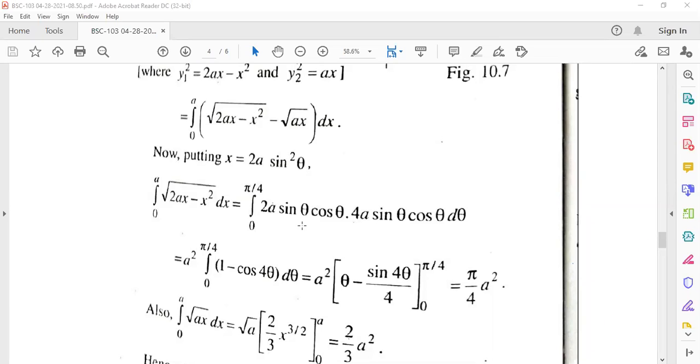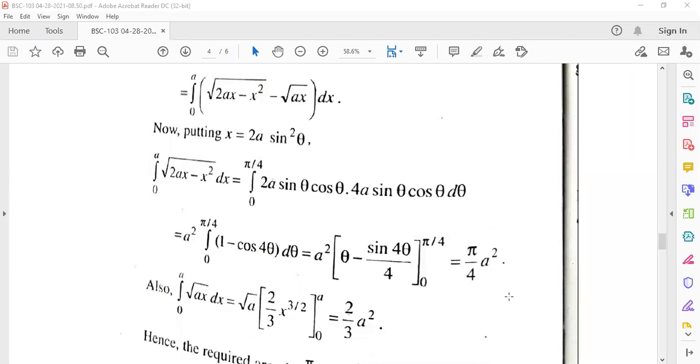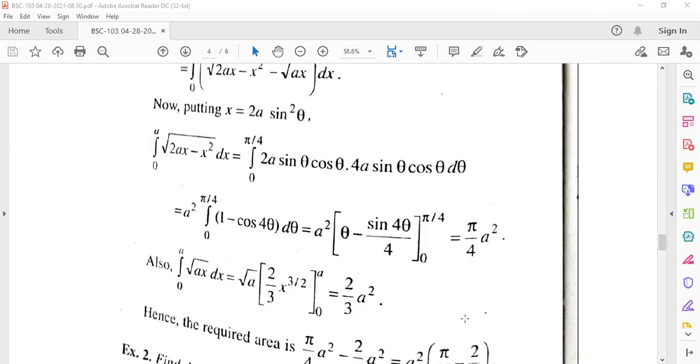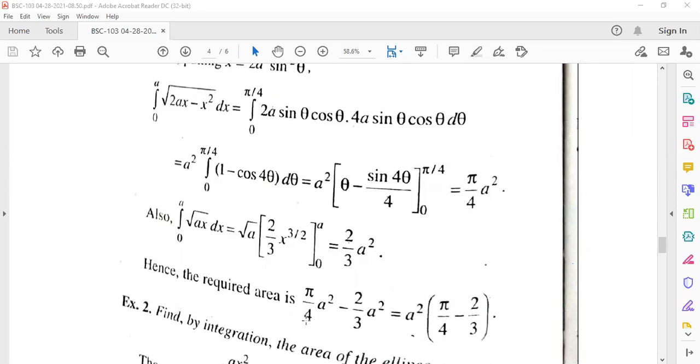Just substitute this in the integration, then put the value of this, and we know how to perform the integration. It is coming pi by 4 a square. Also 0 to a root over ax dx is equal to 2 by 3 a square. Hence the required area is this minus this. This part from the circle, this part from the parabola. So circle minus parabola. This is the required area.